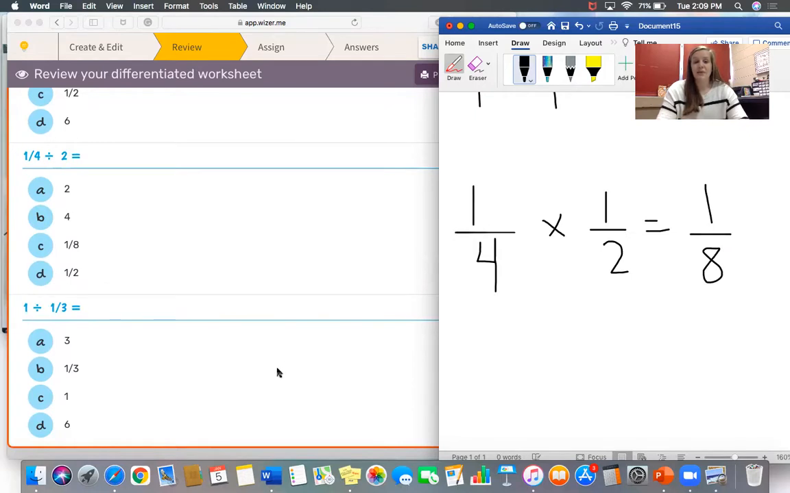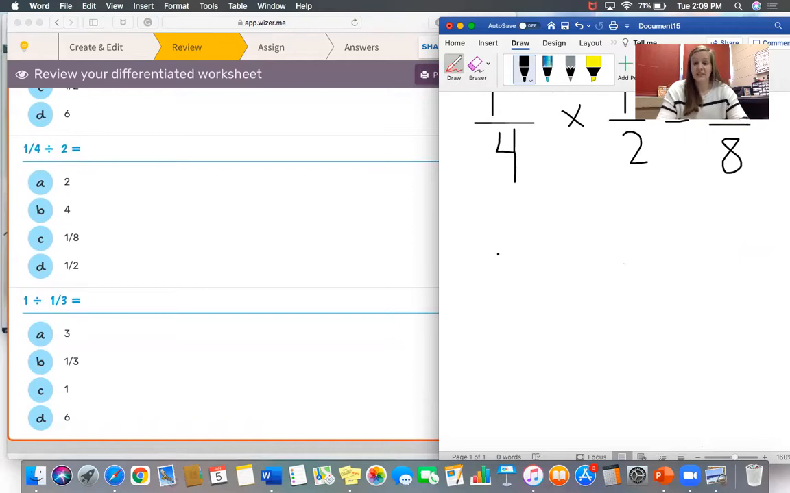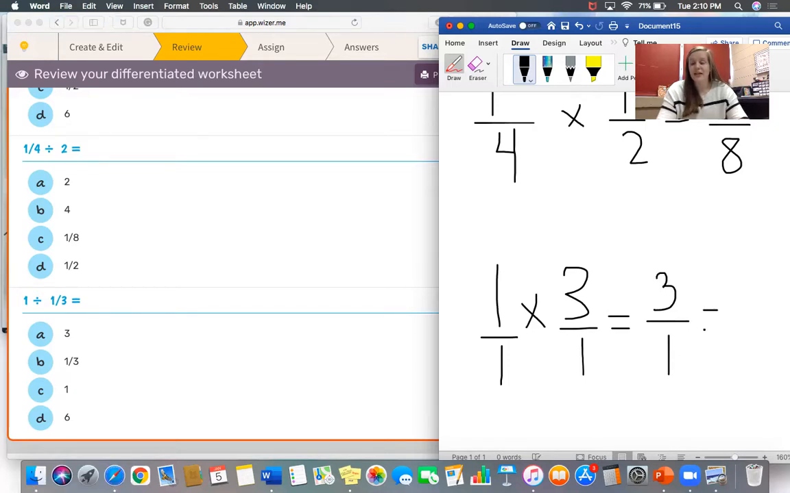Now, the last problem that I want us to work out is 1 divided by 1/3. We use KFC. We keep our 1. We flip our 1 over 3, which will be 3 over 1, and we change the division sign to a multiplication sign. I'm going to go ahead and put this 1 over 1 so that I can have 2 fractions to multiply. I know that 3 times 1 is 3, and that 1 times 1 is 1, so I know that my answer is just 3.